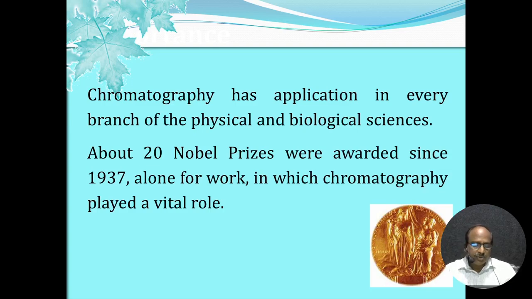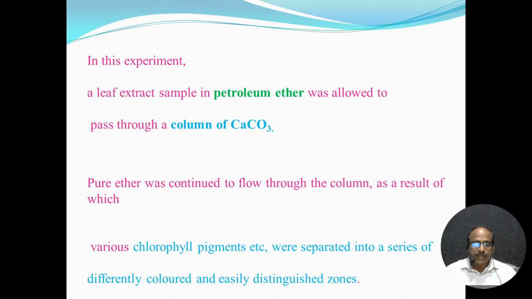Nobel Prizes are not given for mere new inventions. They are given for the source of inventions. Whenever the source of inventions is discovered, only then are Nobel Prizes awarded. Since 1937, 20 Nobel Prizes have been awarded for work involving chromatography, which plays a vital role in the life sciences as well as the physical sciences. This is the wonder of chromatography, that you get Nobel Prizes.